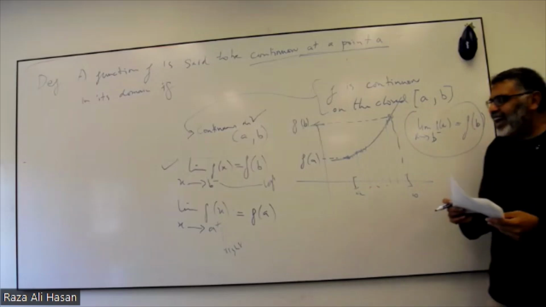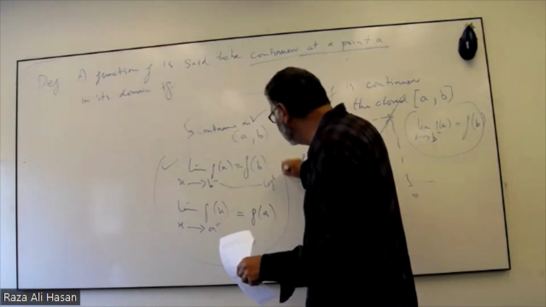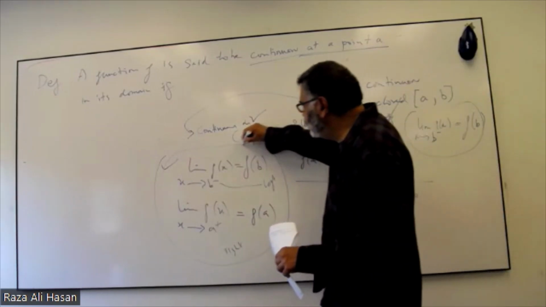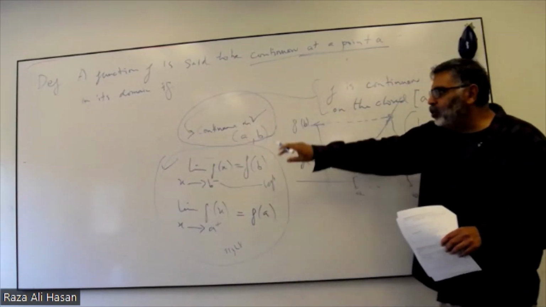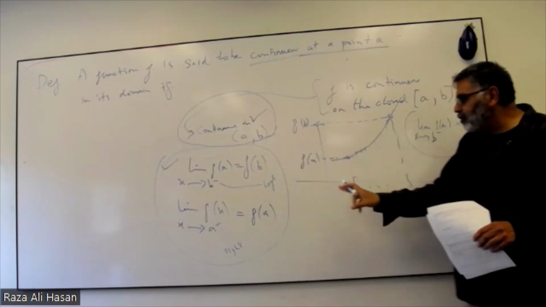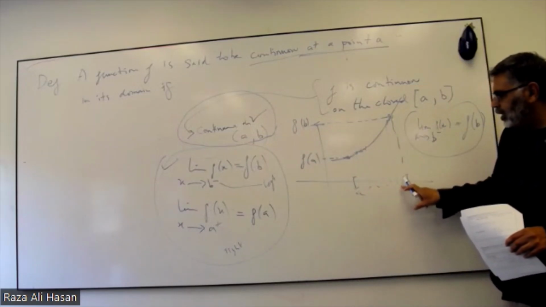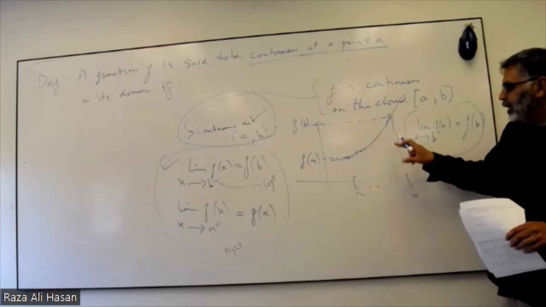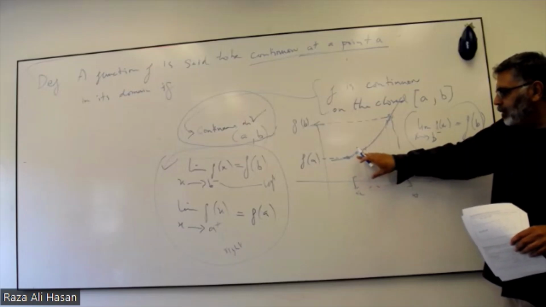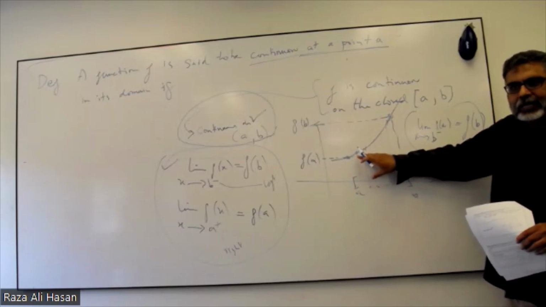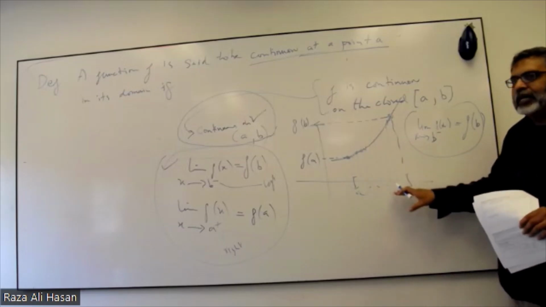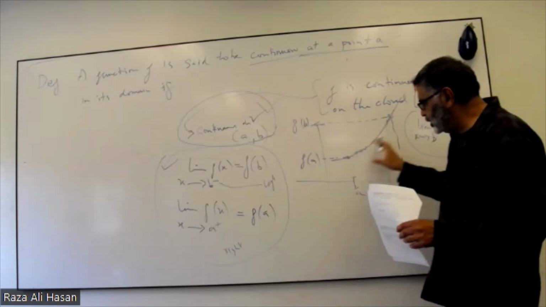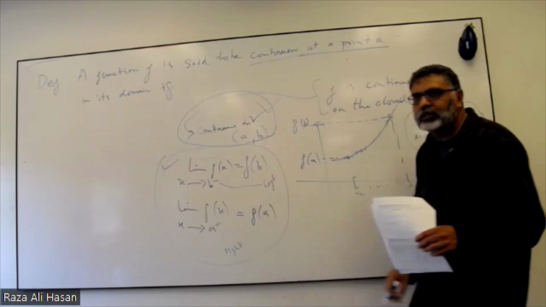But the fact is that we have to check the endpoints separately, and then we have to check the open interval. If at every point in this open interval the limit at that point exists and is the same as the function value at that point, then the whole open interval is continuous, which is the case here. And if these things are true, then we are done.